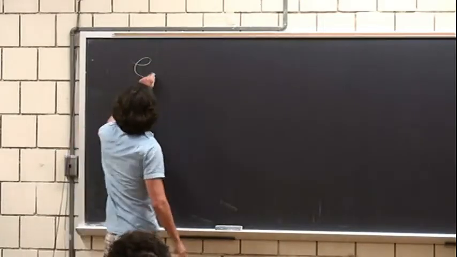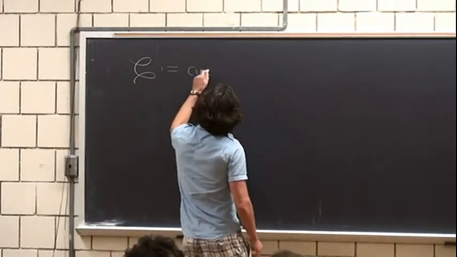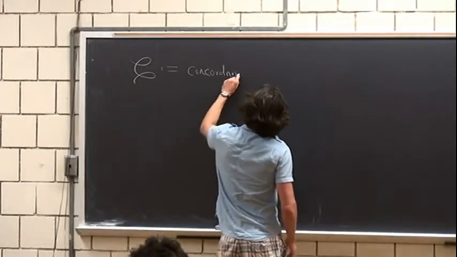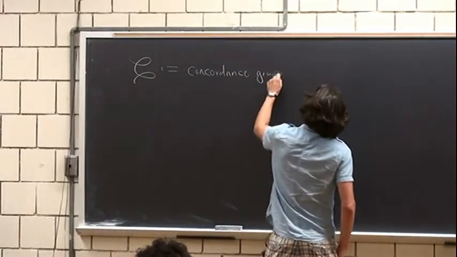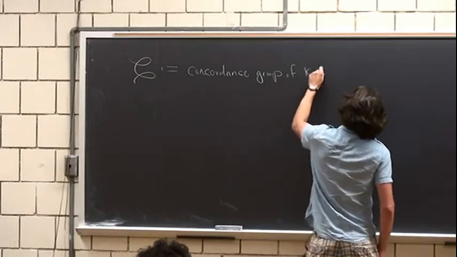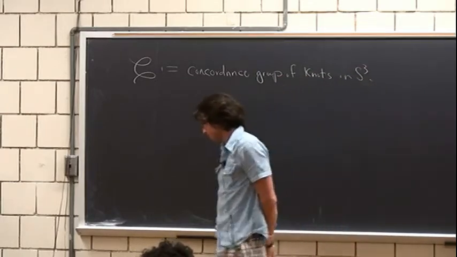Okay, so I'm going to talk about some recent results in the concordance group of knots. And by this, I'll have results in both the smooth and topological setting. So knots in the three sphere.